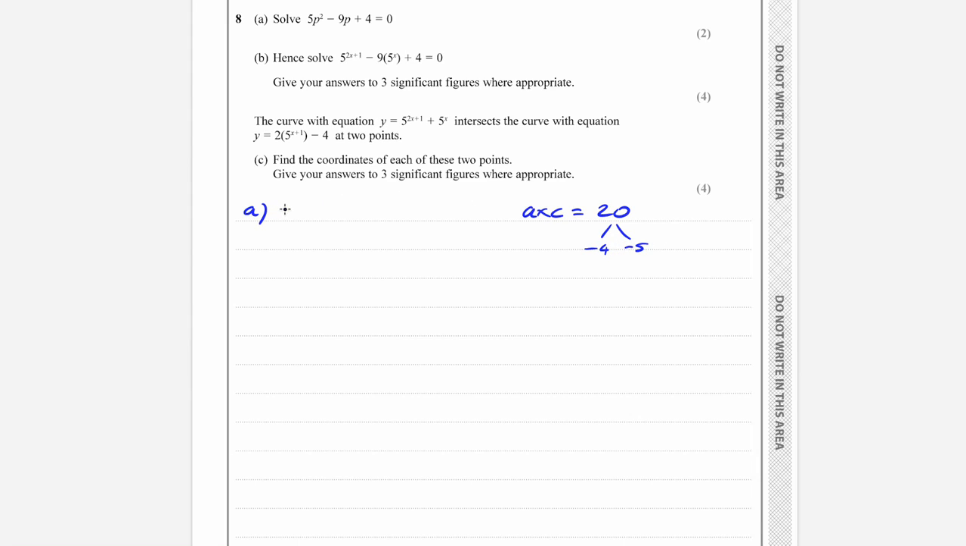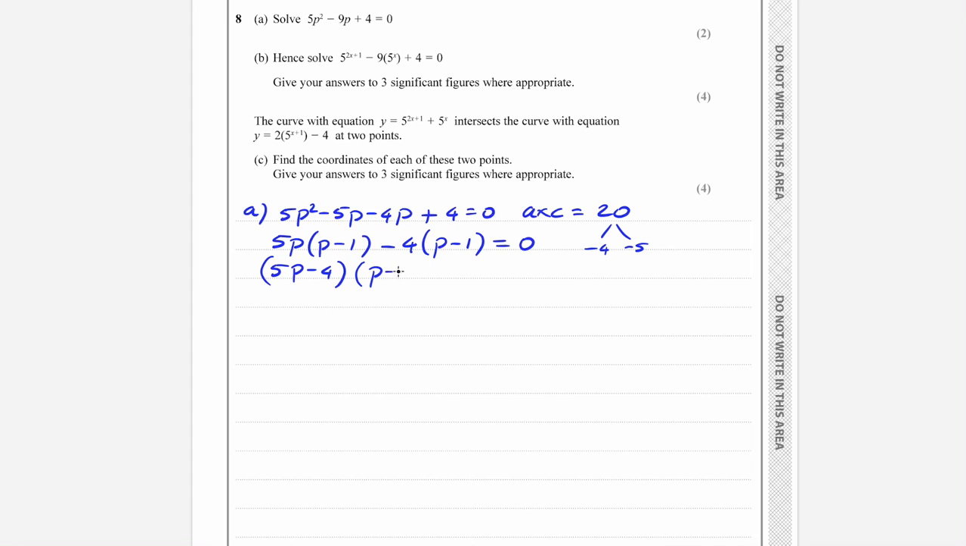Okay, so I make this 5p squared minus 4. Let's put the 5, guys, why not? Minus 5p minus 4p plus 4 equals 0. So I just change the negative 9p to minus 5 minus 4. This then becomes, factorize the left, 5p into p minus 1, minus 4 into p minus 1, to give you this plus, equals 0. 5p minus 4, and then the p minus 1 equals 0.